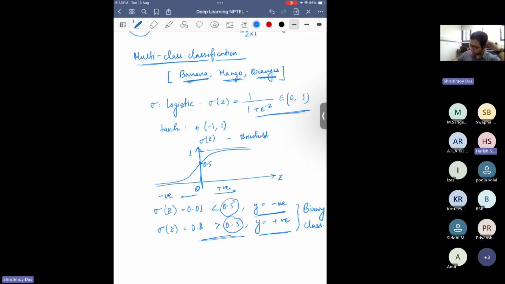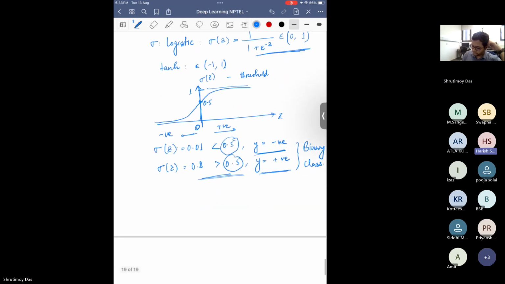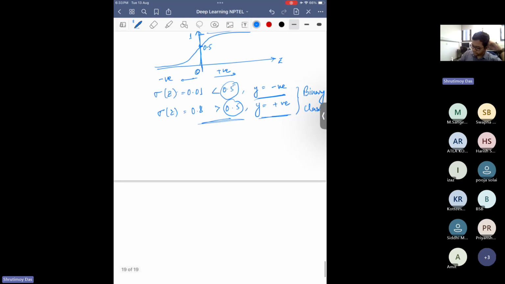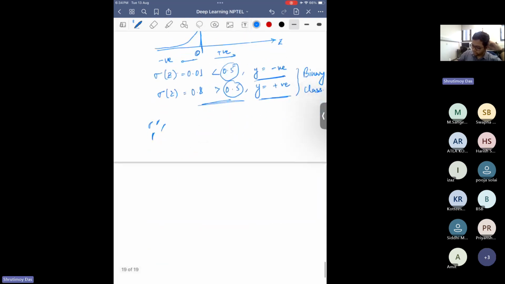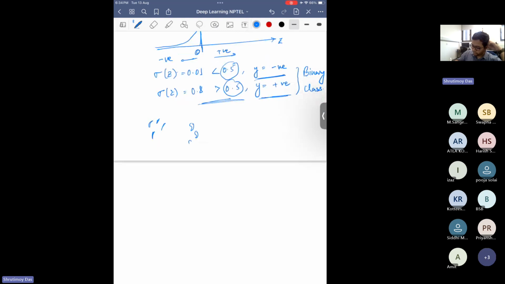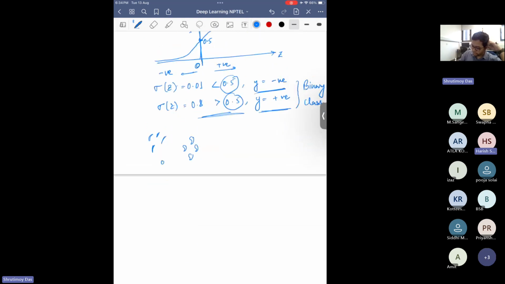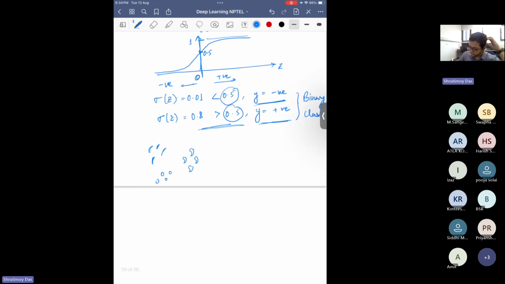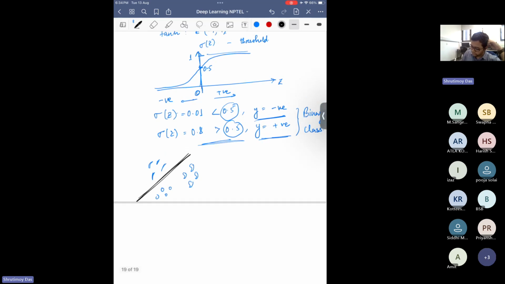Okay, let me show you. Suppose your data looks like this. Suppose your bananas are here, your mangoes are here. My drawing is not that good, but let us say these are here, and your oranges are here. Now suppose I have a decision boundary like this. Let me draw it. Suppose I say that this is negative and this is positive.